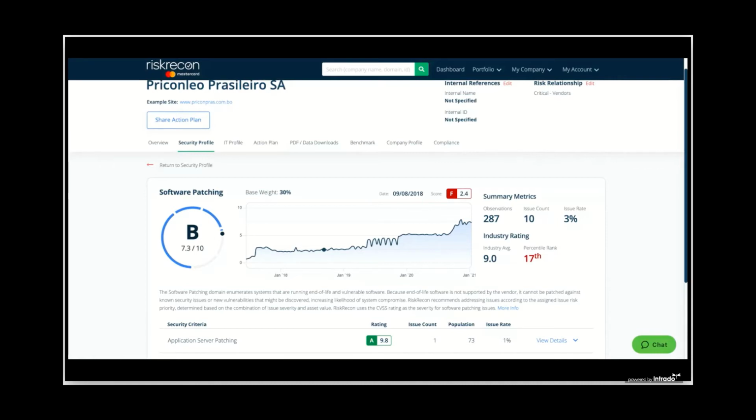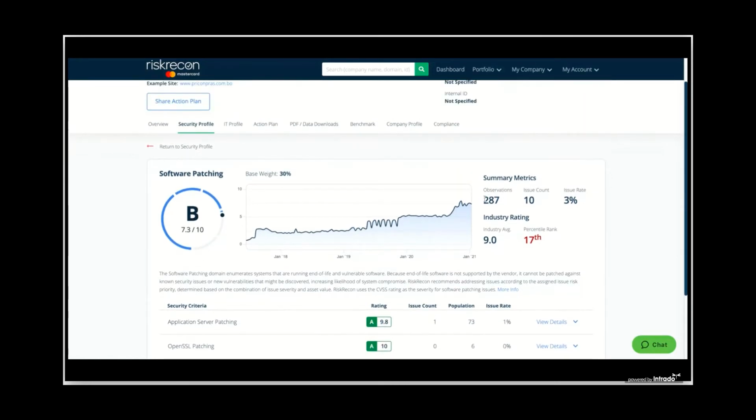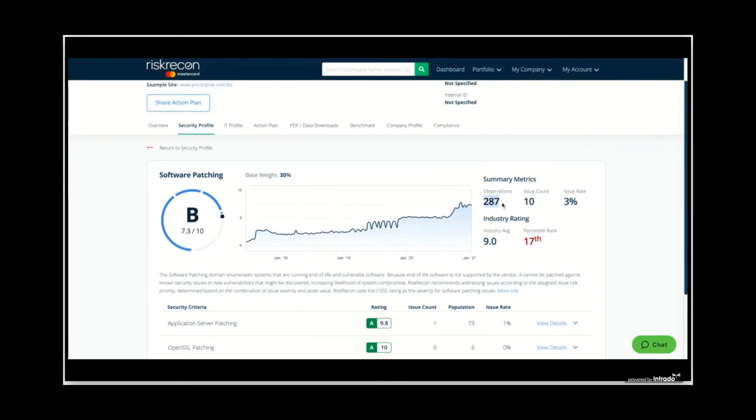When we look at something like software patching in RiskRecon, for example, just looking at the summary metrics, we're already getting a sense for how this organization is managing the environment that's under their control. In this case, we've made 287 observations. That means 287 instances where we've gathered enough information to determine the type and version of software that's running on that system. Out of those 287 observations, 10 of those systems are running end-of-life or unsupported software. So in this case, we're looking at overall about a 3% issue rate across their environment, giving me a better understanding, are they really managing that environment well?